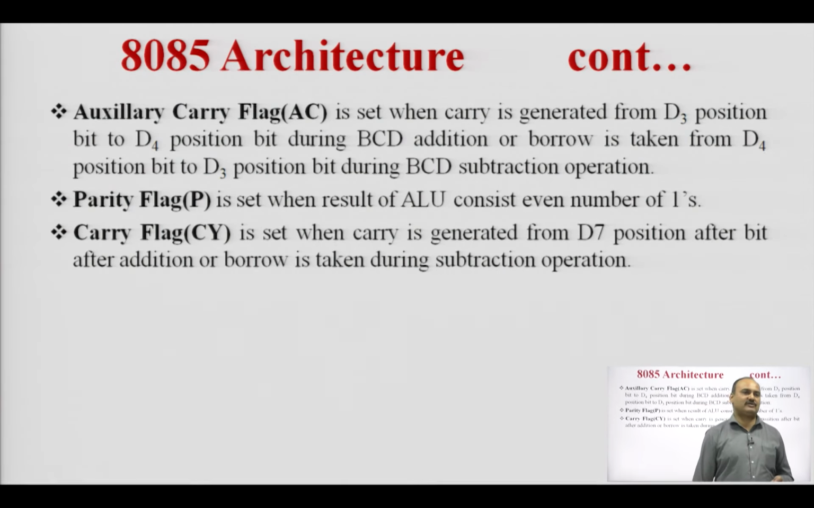So, this is the purpose of the flags in the 8085 microprocessor. The flag register consists of 5 flags. These are the sign flag, zero flag, auxiliary carry flag, parity flag and the carry flag.